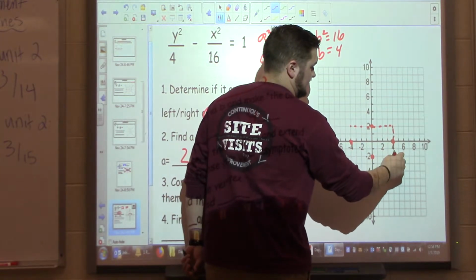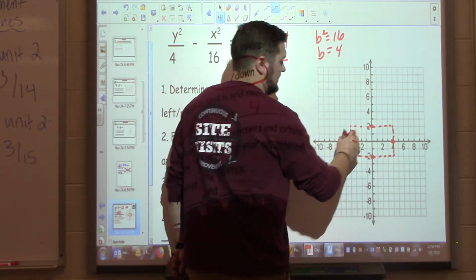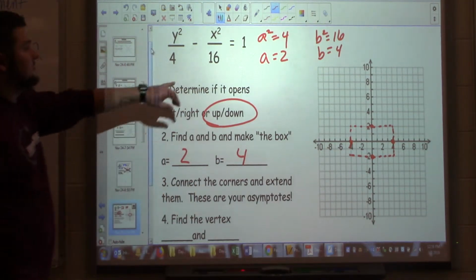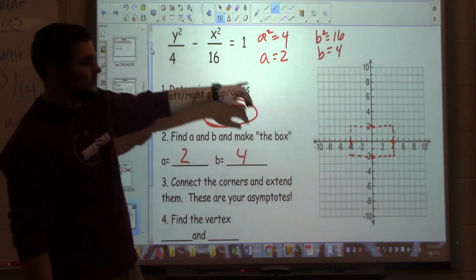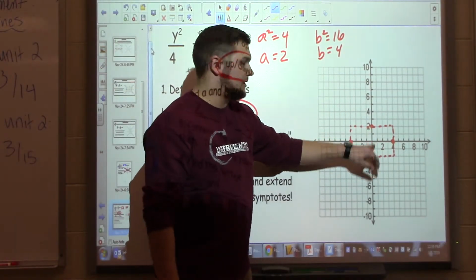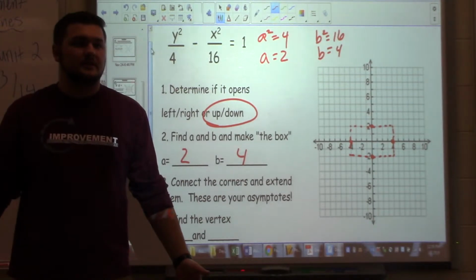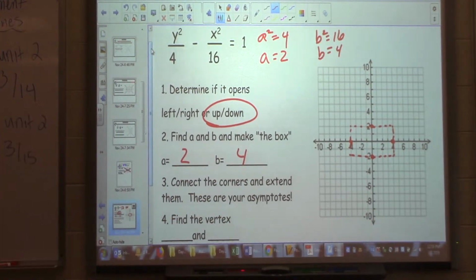It's going to be the same box, but, no, that's right. Right? My b value is under x. I'm going 4 along my x. I'm going 2 along my y. What's wrong with that? It's the same box. That's fine. It's going to be different, I promise. It's going up and down this time, right?